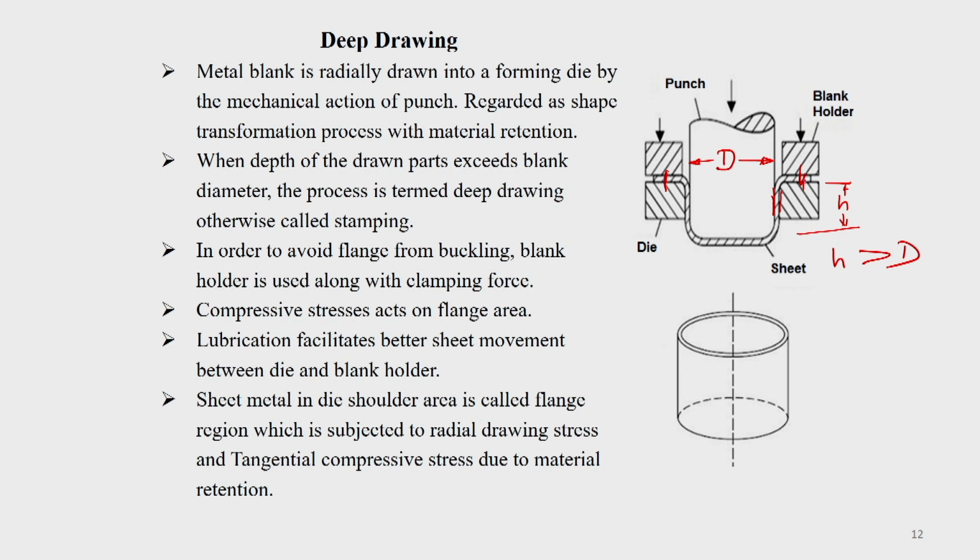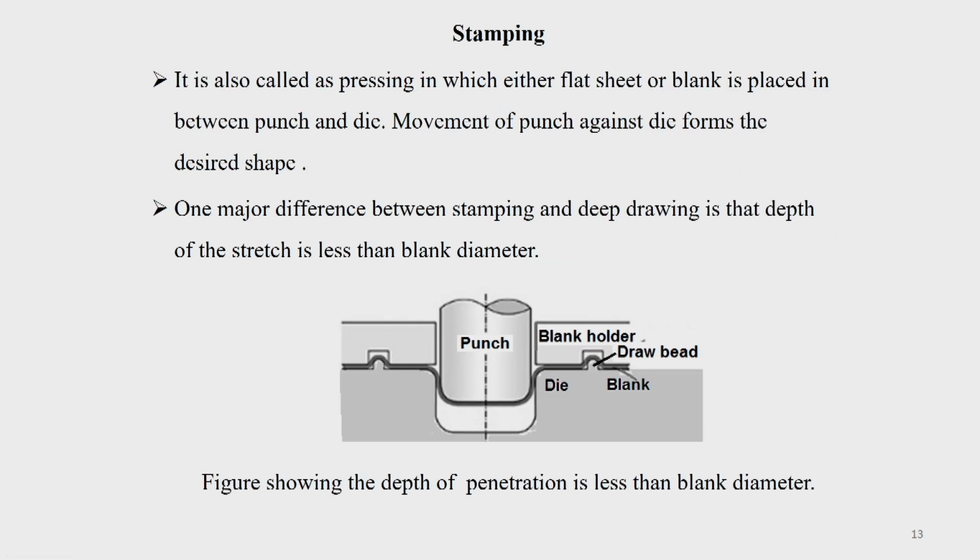So, it will be drawn inside, metal will start flowing into that, and that will be taken care of by the increase in the depth. Okay. So, that is what happens. Radial drawing stresses will be there on the part in the shoulder area where it is held by the blank holder. And there are also tangential compressive stresses due to material retention. So, deep drawing is extensively used for getting specific shapes, deep recessed parts.